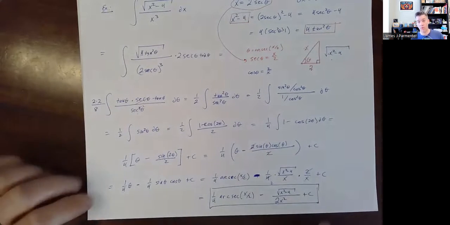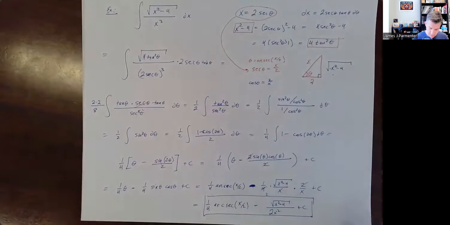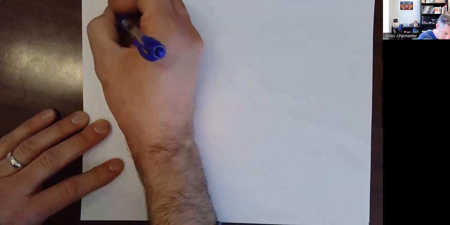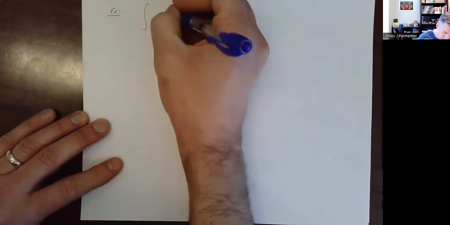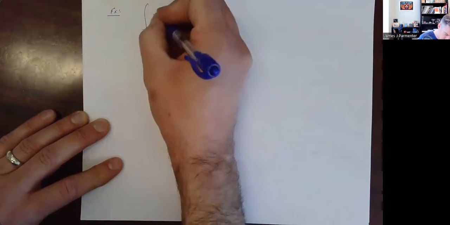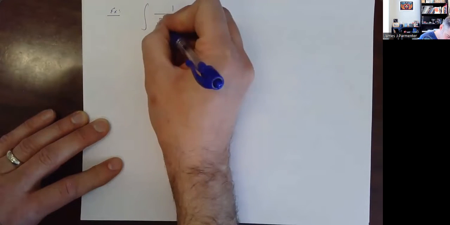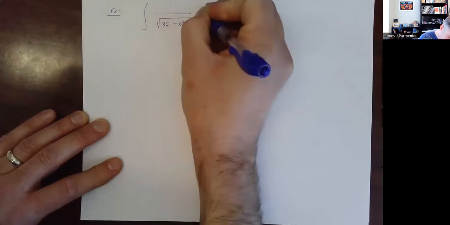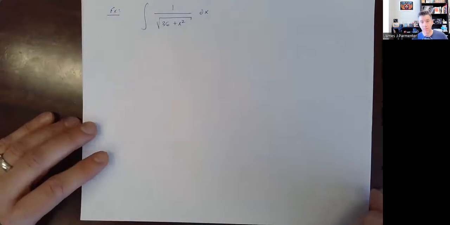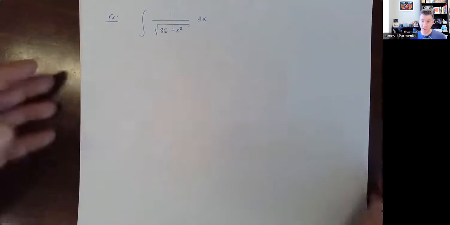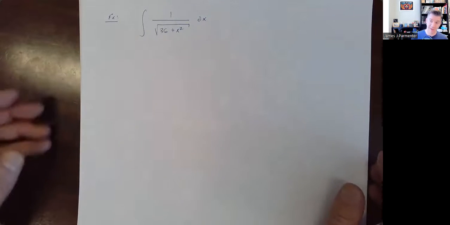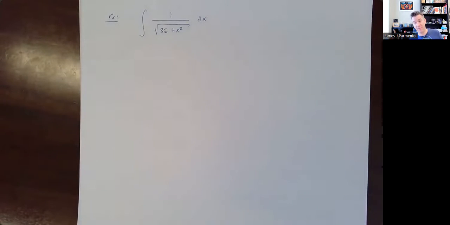Okay, let's do one more trig substitution. Let's move this out of the way. I got things all over the place here. Oh, come on, stay out of the way. So one more. Let's do the integral of 1 over the square root of 36 plus x squared dx. So seeing a plus means I know I'm using tangent because t looks like a plus. It's dumb, but that's how I remember it.